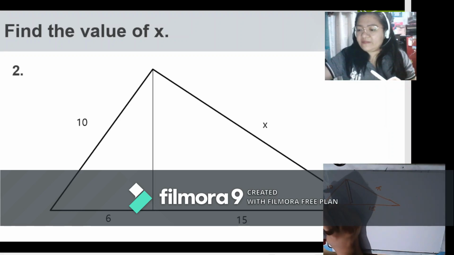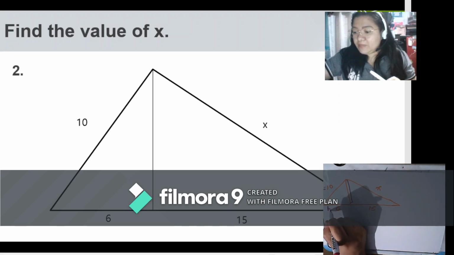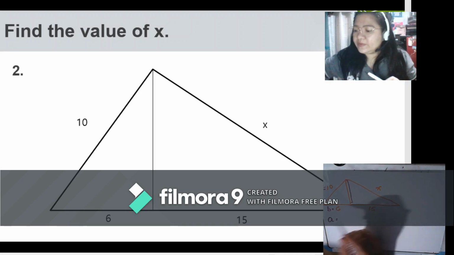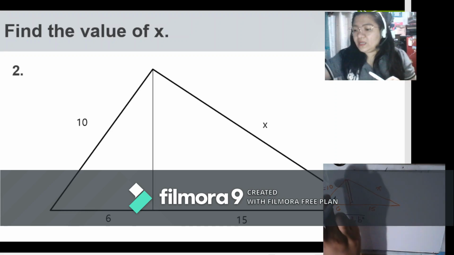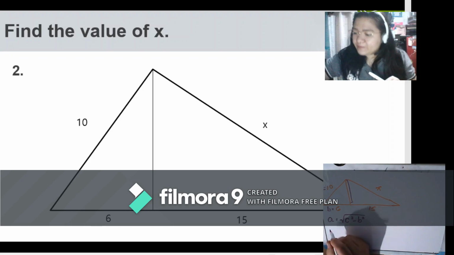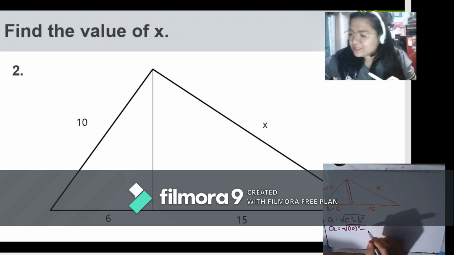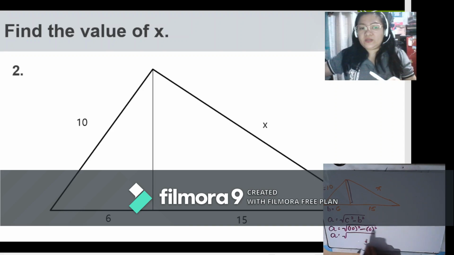Let us have this as C because it is our hypotenuse, 10. Then 6 will be our base, B, and we are looking for A. So A, from our formula, is equal to the square root of the difference of C squared and B squared. Substitute the values that we have. So A is equal to the square root of 10 squared minus 6 squared.